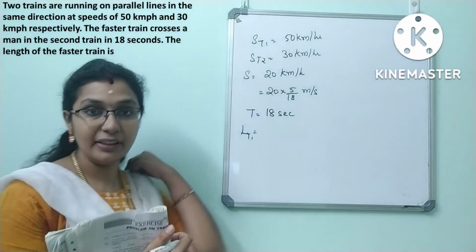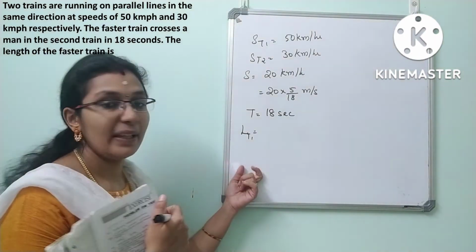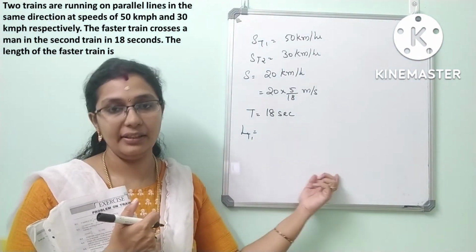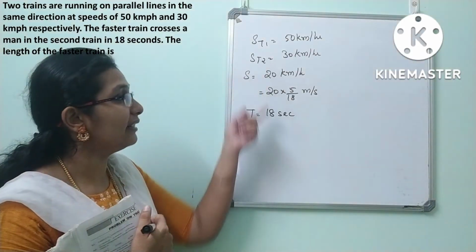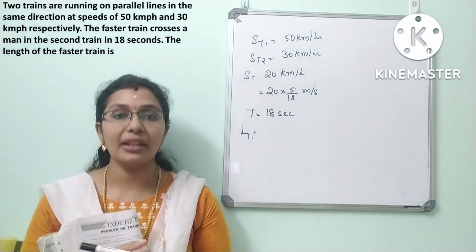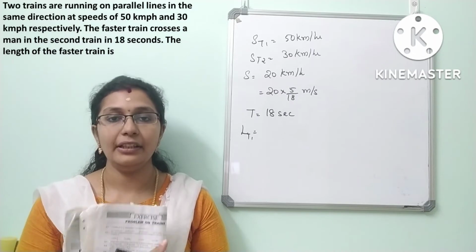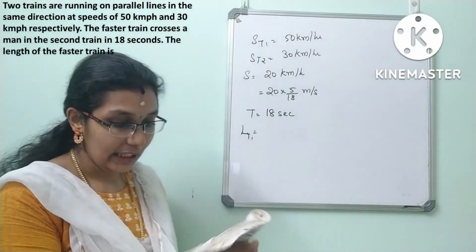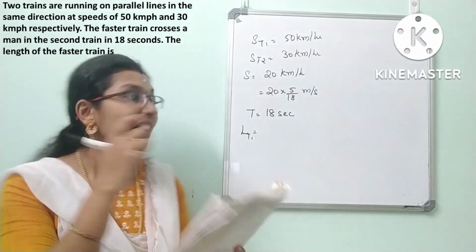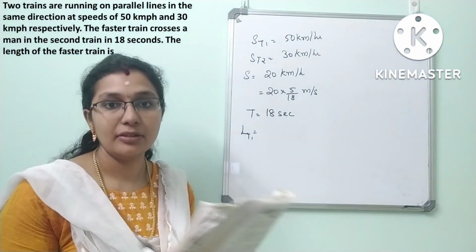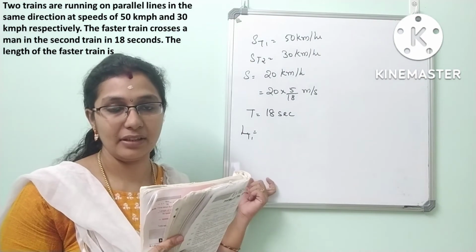Okay. Now listen to this very carefully. If the question is the length of the faster train, you can easily find it. Whereas if the question is the length of the slower train and this data is given, then your answer will be, you cannot find it. Because see here, the faster train is crossing a man in the slower train. So that time is only given. So obviously you can find the length of the faster train only.